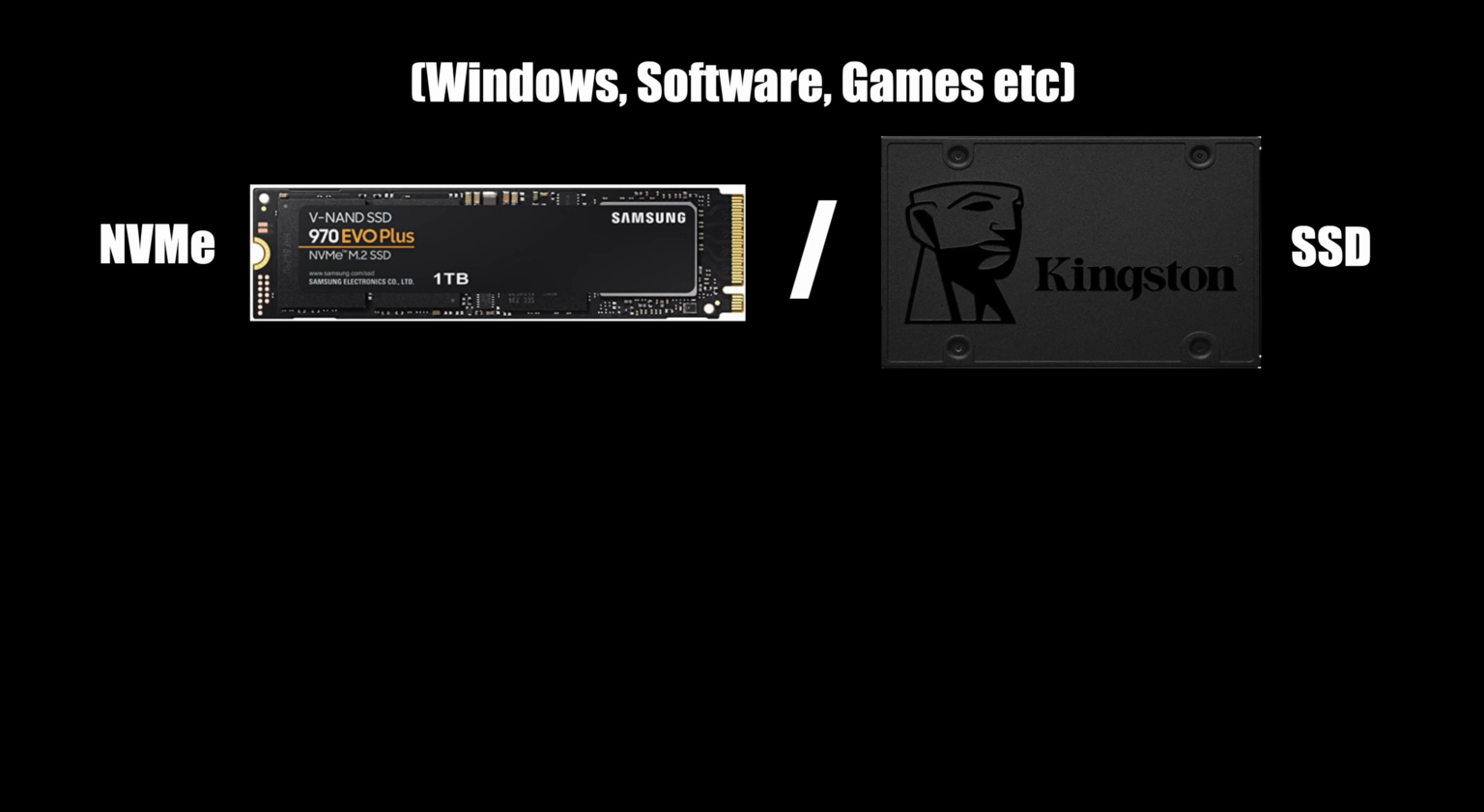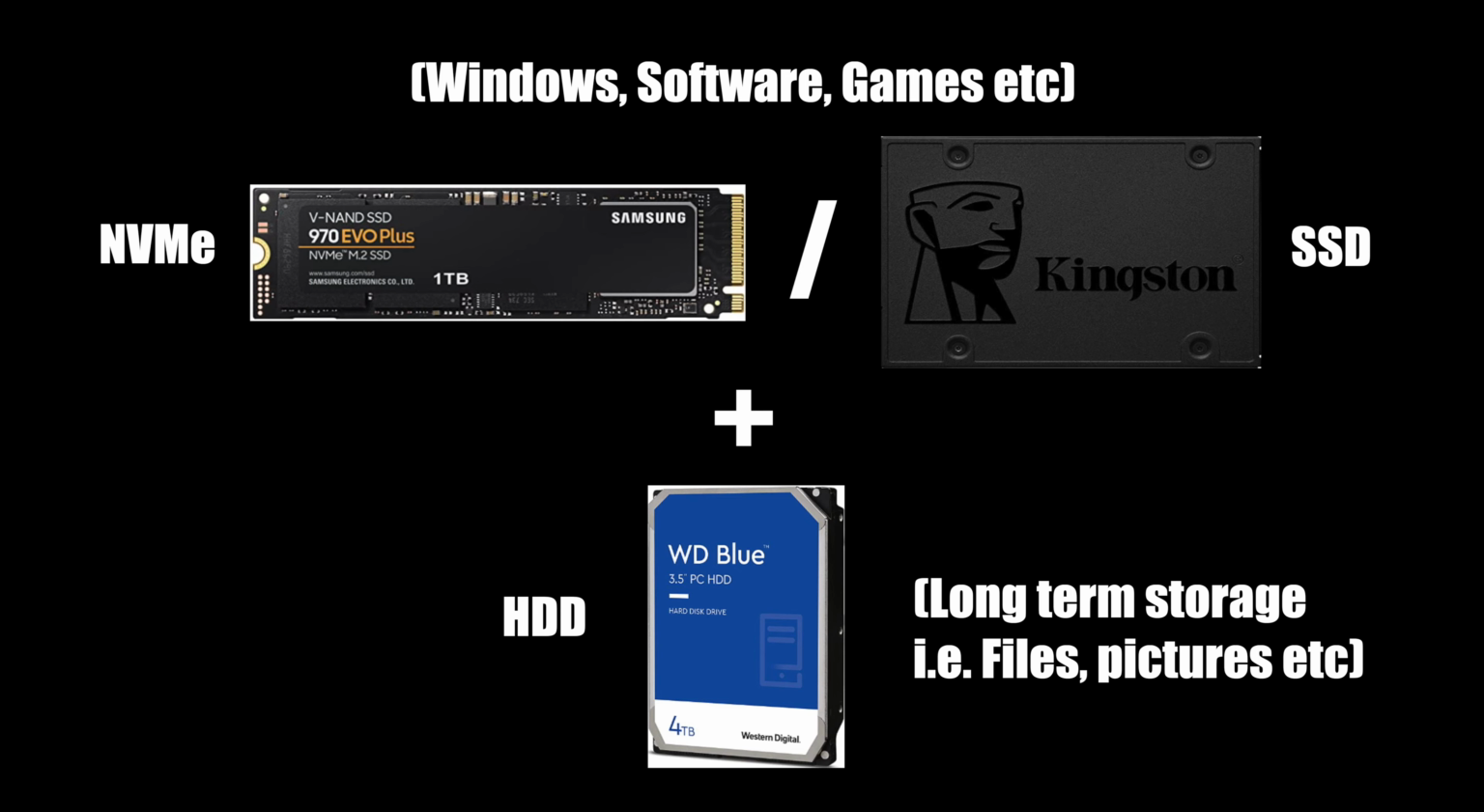Another way you can do it is an NVMe and SSD combo. You can do the OS and the applications on the NVMe, and then use the SSD for some storage. The third way you can also do it is to have an NVMe or SSD running the applications and the operating system, and then you have longer term storage like hard drives, HDD.